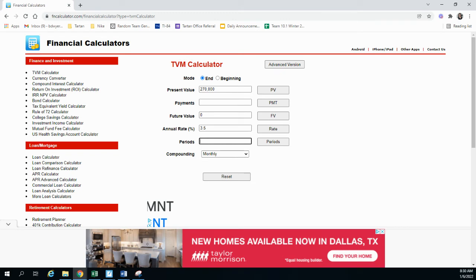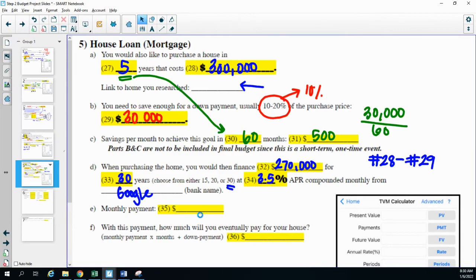Periods is going to be however long you decided to finance for. I did 30 years. And then you're going to multiply that by 12 for months per year. So for me, it's going to be 30 years, so 360 months. Then hit payment. And that's going to give you your mortgage payment. For mine, it calculated $1,212.42. And that would be your monthly payment here.